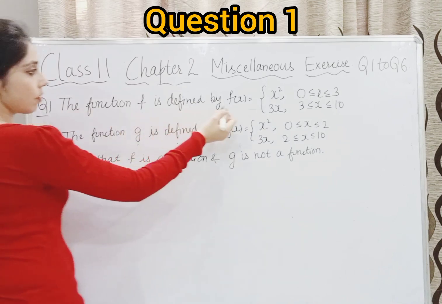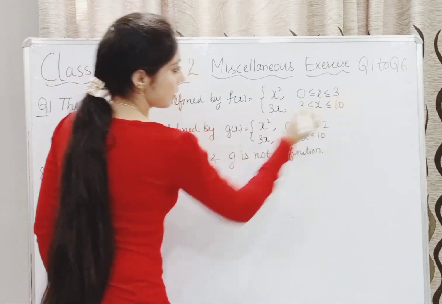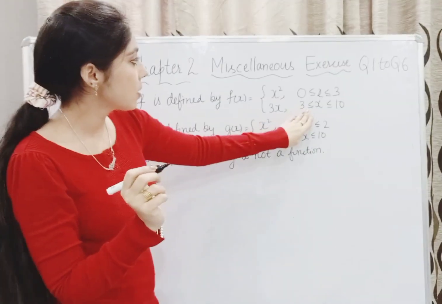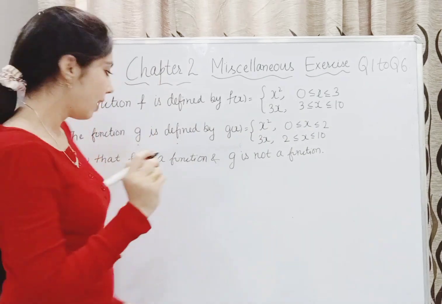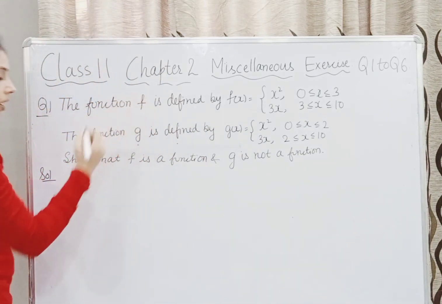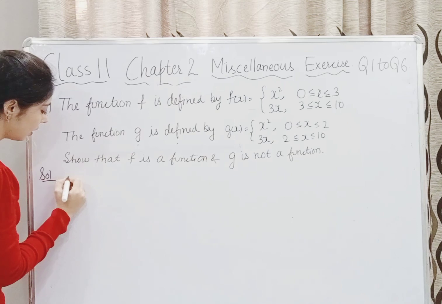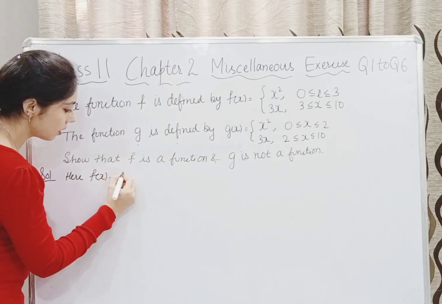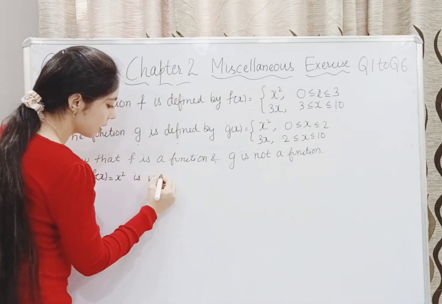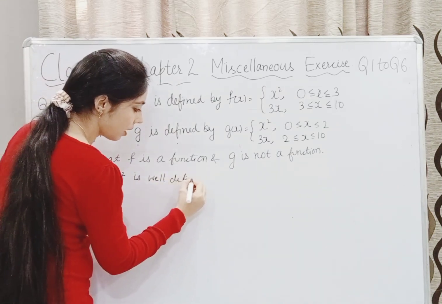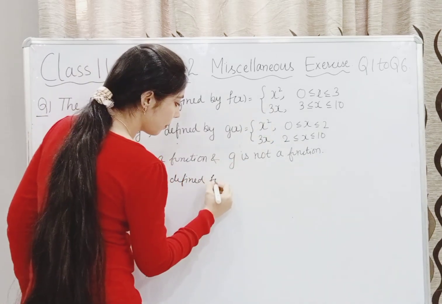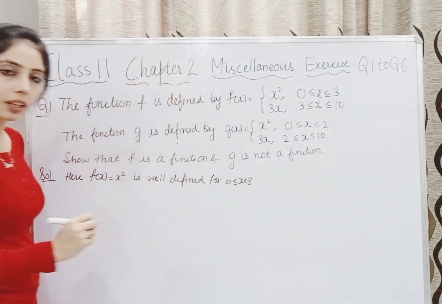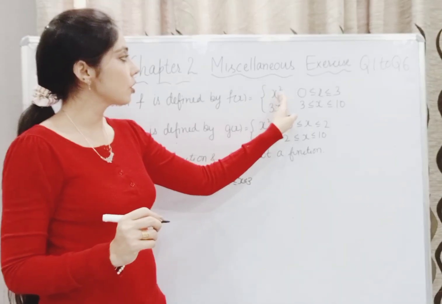The function f is defined by f(x) = x square when x lies between 0 and 3, and 3x between 3 and 10. So the function f(x) is behaving like that. Here f(x) = x square is well defined for x lying between 0 and 3. When x lies between 0 and 3, the function is well defined.